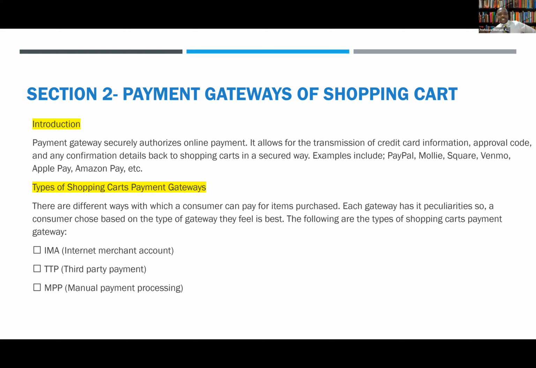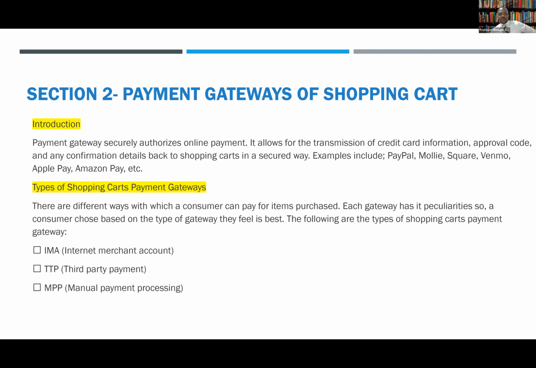And it's a transmission. Remember what we saw earlier? To approve the credit card information, give you a code or reference number that everything went through, and also some of the global examples. Types of shopping cart payment gateway.